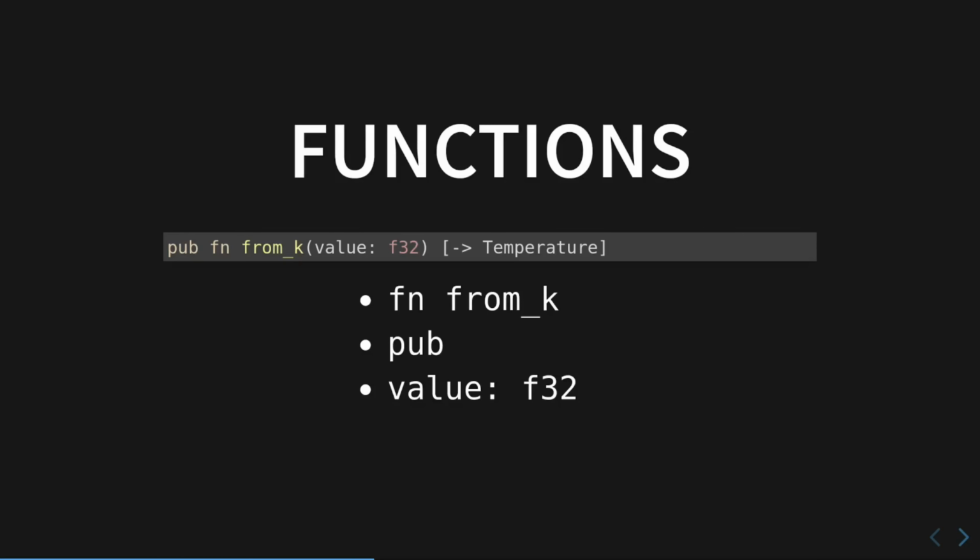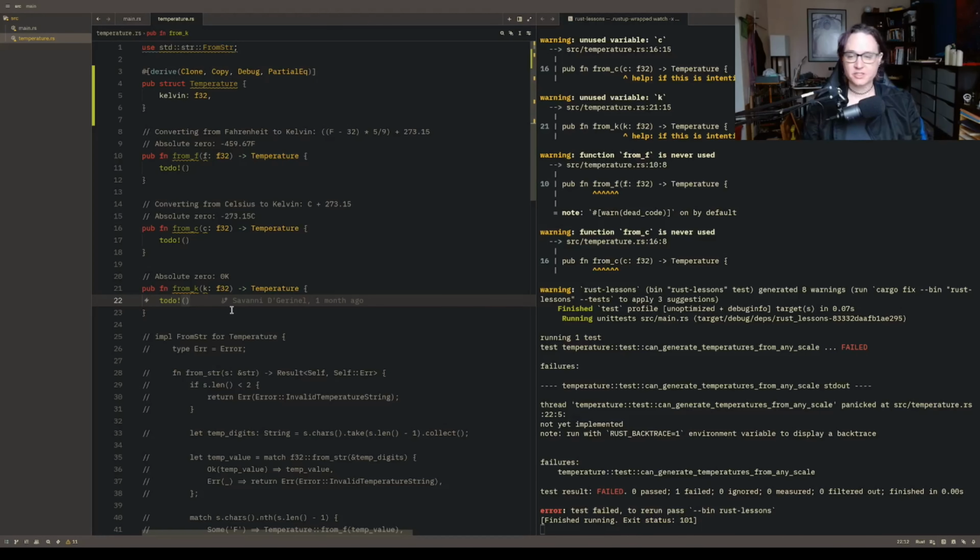Declare a list of parameters. In this case, we only have one parameter. And then, if necessary, declare a return value. If you don't declare a return value, the function is not allowed to return anything. If you do declare a return value, the function is absolutely required to return that from every return location. Let's declare the from K function. We're going to start with this one because it's the most trivial. There's no math to be done here. All we do is we construct the temperature.